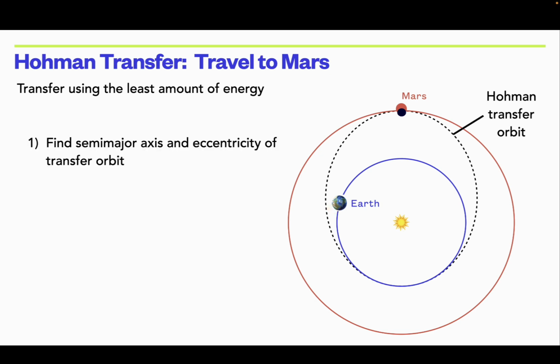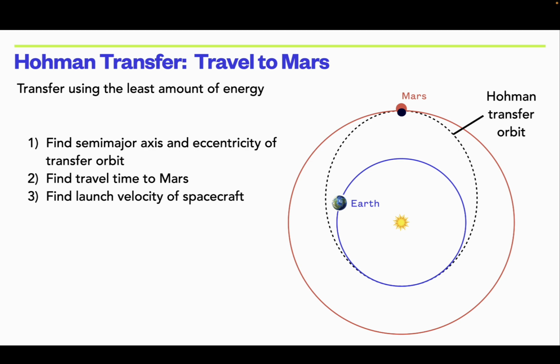So what we want to do is find the semi-major axis and eccentricity of this transfer orbit, that elliptical orbit. Find how long it's going to take the probe to reach Mars. Find the velocity that we need to launch the spacecraft at. And then the question is, suppose it was a manned mission, how do you get the crew back to Earth? Like when can you launch them back?